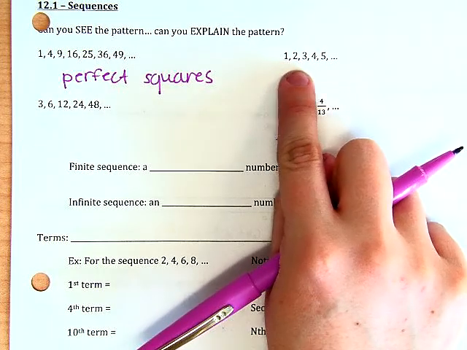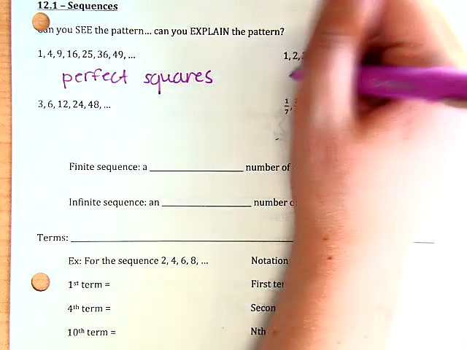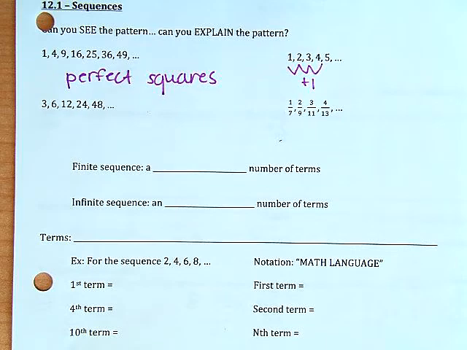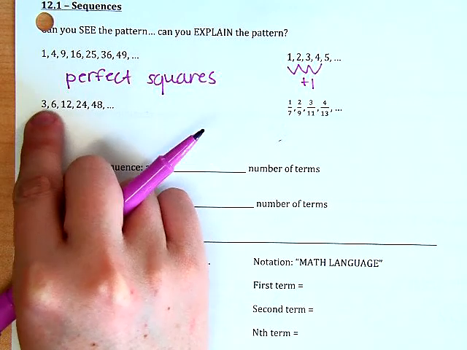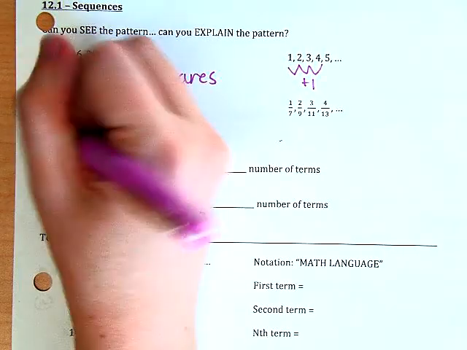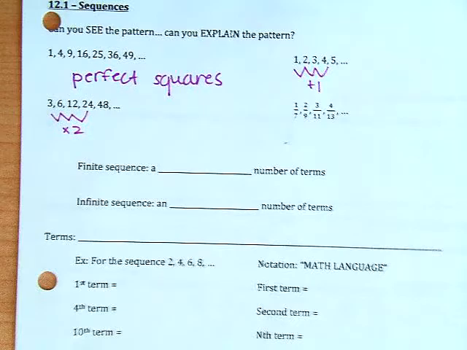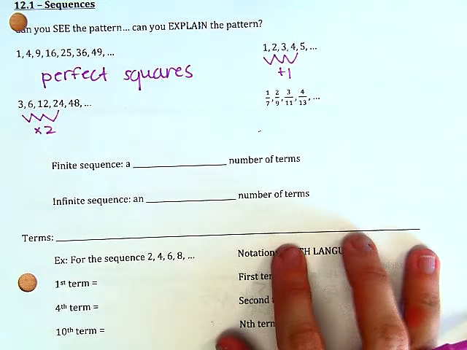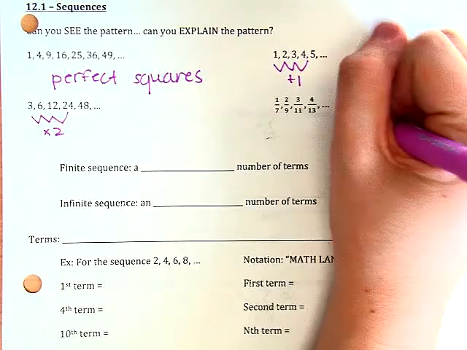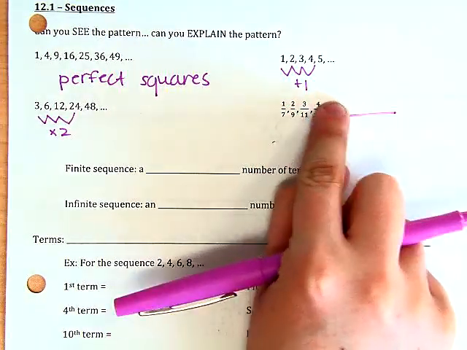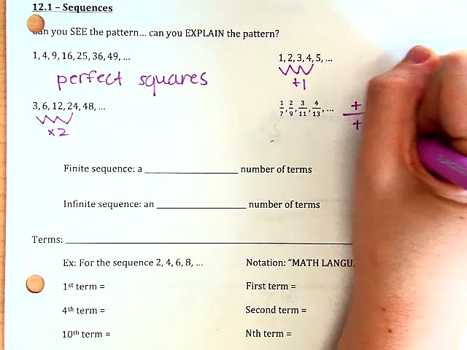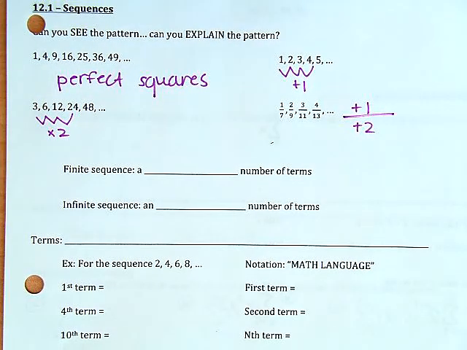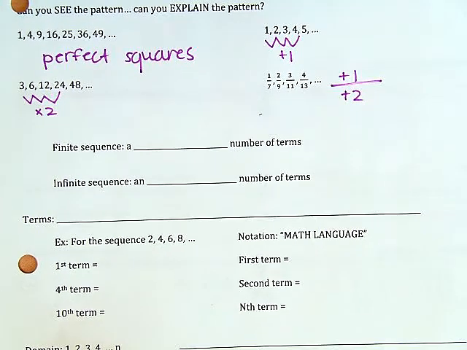Look at the next one. 1, 2, 3, 4, 5. What's happening each time? I'm adding 1 each time. 3 to 6 to 12 to 24. Ooh, I'm multiplying by 2 each time. And the last one, I got kind of 2 things happening. I have 1 on top. On top of this fraction, it's adding 1. And on bottom, it's adding 2. And it's just like odd numbers. So hopefully you can recognize patterns and be able to describe them.